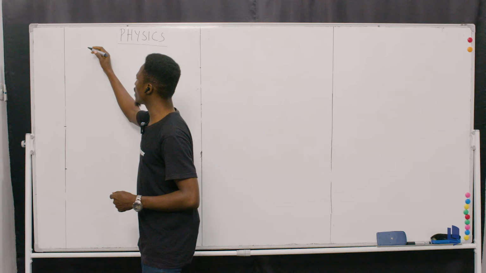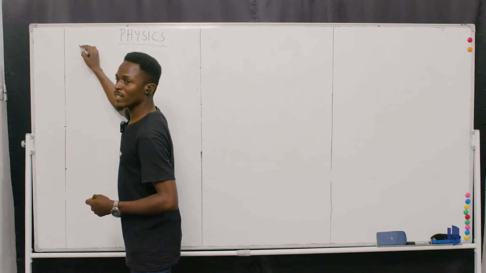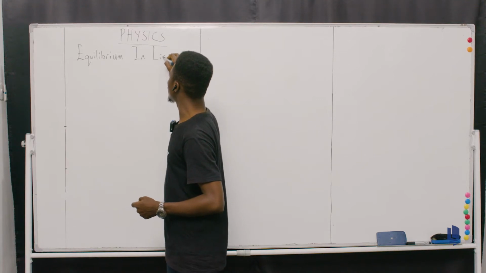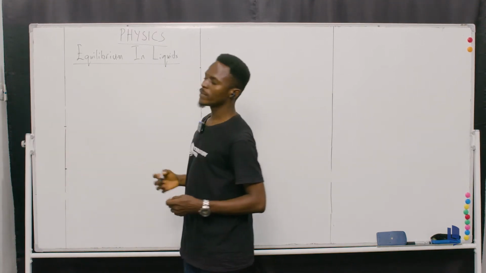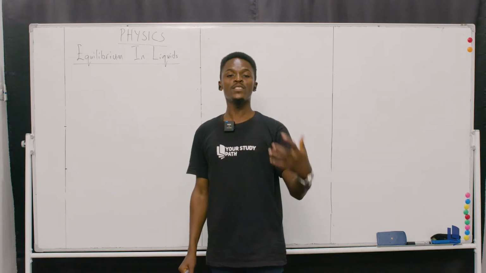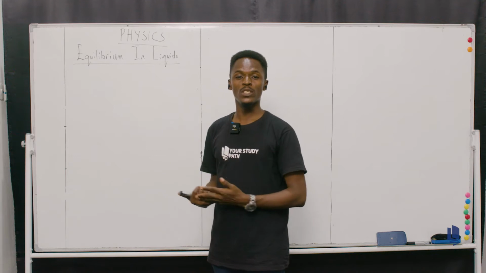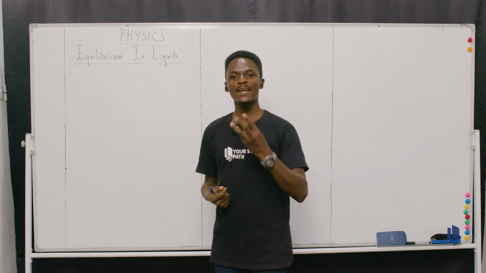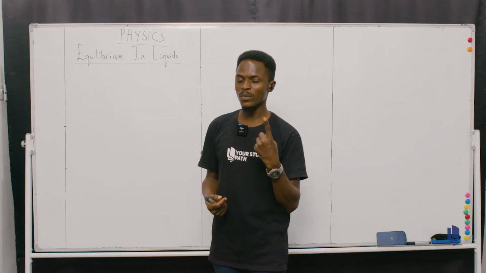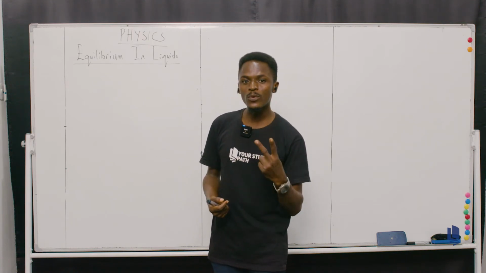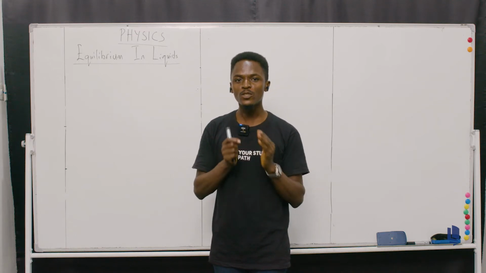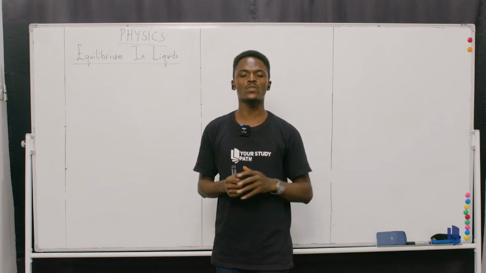So what are we looking at this morning? We're looking at today equilibrium in liquids. Remember, we made reference to the fact that in solids, you also have equilibrium, whereby you talk about the three types of equilibrium in solids. The first being stable equilibrium, the second being unstable equilibrium, and the third being neutral equilibrium. Those are equilibrium states in solids.